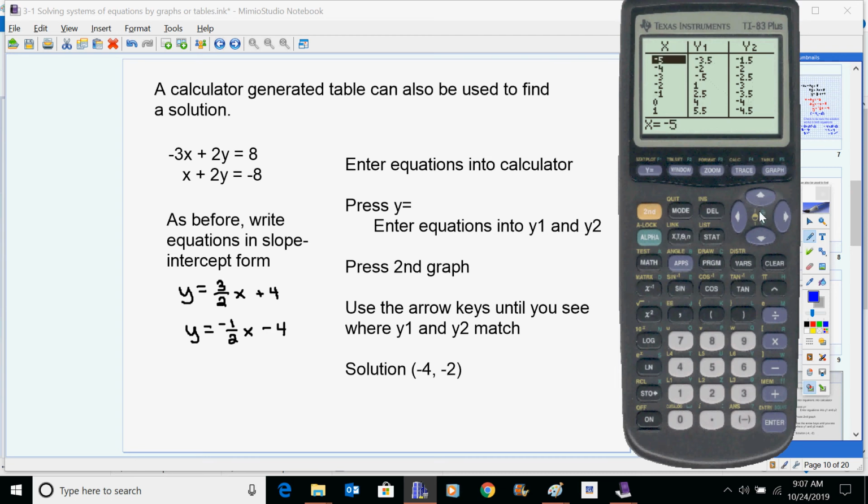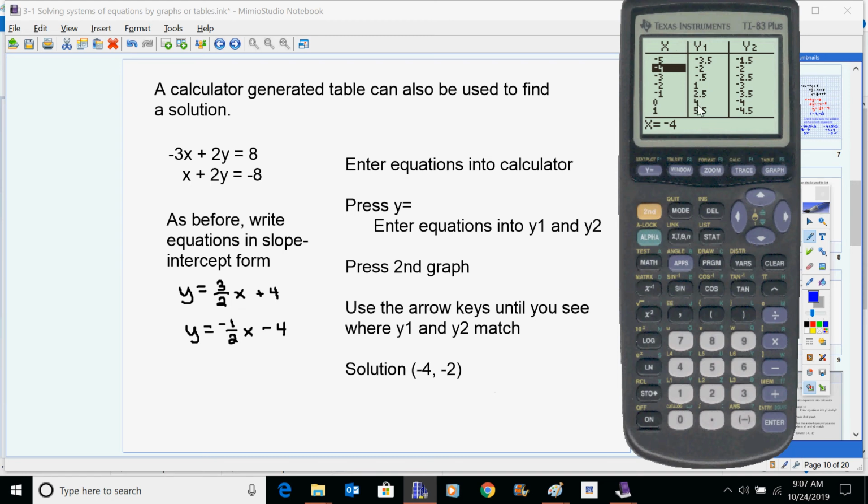Now sometimes it's hard to figure out where the two y's are going to match each other. So this is, like I said, not my favorite way because the graph is a lot more intuitive as far as what you're looking for. But -4, -2, notice that since the y's equal here, -4, -2 is on both graphs. So this is an alternate way. You can look at the tables.